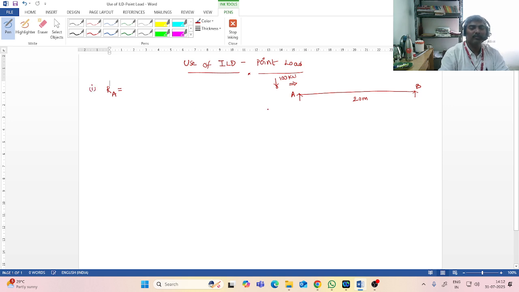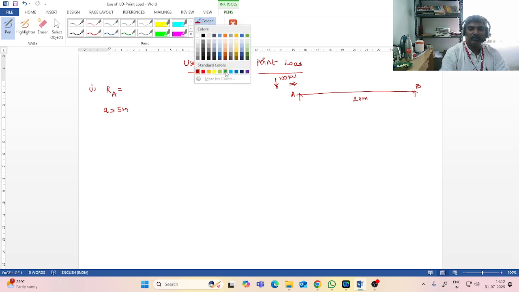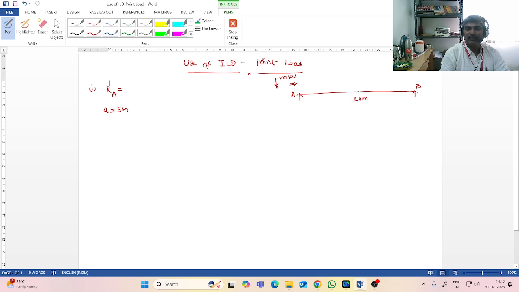When the load is at, say, 5 meters. So for example, the location of the load is 5 meters. Now I will place this load at 5 meters. Okay, so this is 10, say this is 5. Let us place this load here. This is 5 meters, 100 kilonewton, right?